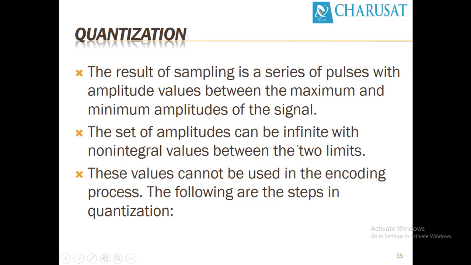After sampling, we need to perform quantization. Why do we require quantization? It depends on the sampling rate and the sampling amplitude voltage that we get after sampling. As a result of sampling, we get a series of pulses with amplitude values between the maximum and minimum amplitudes. The set of amplitudes can be infinite, with non-integer values between the two limits, maximum and minimum. These values cannot be used in the encoding process, so the quantization process is followed to overcome this infinite set of values.